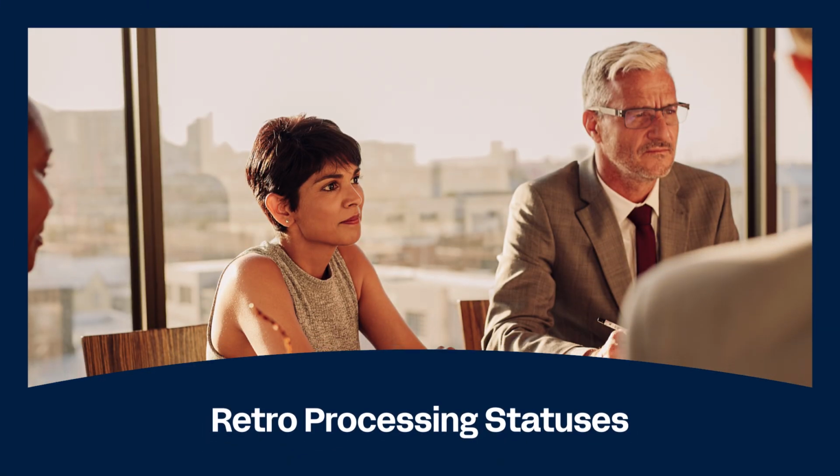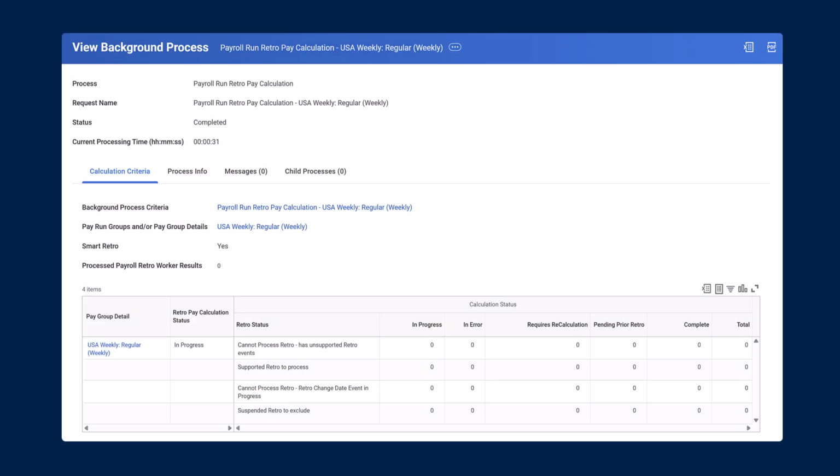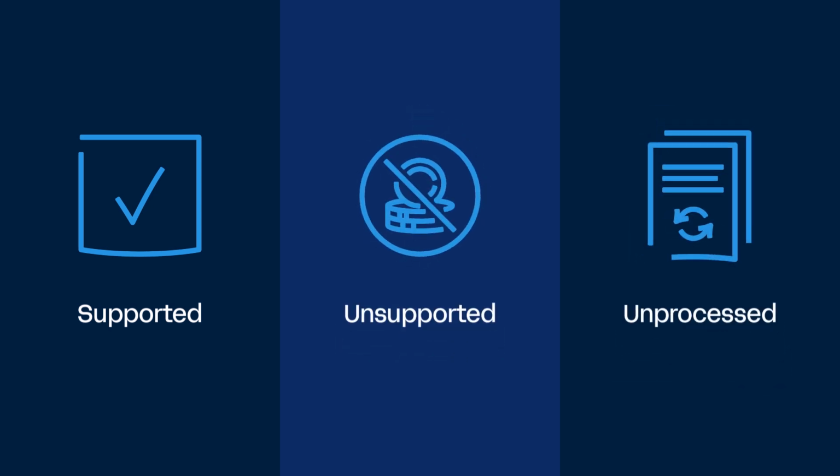In this video, you'll learn how to manage different retro processing statuses. Workday displays retro processing statuses on retro pay calculation tasks and reports. Retro events display statuses of supported, unsupported, or unprocessed. In this session, we'll focus on unsupported and unprocessed retroactive pay.